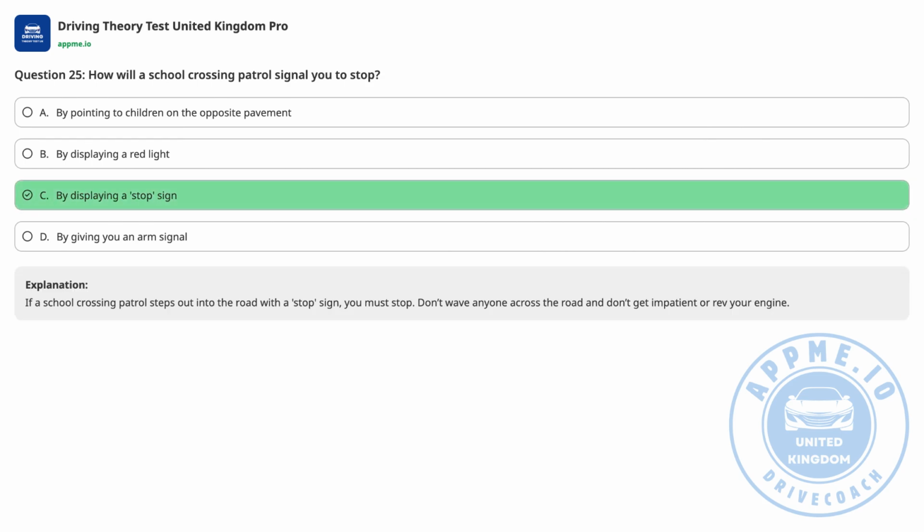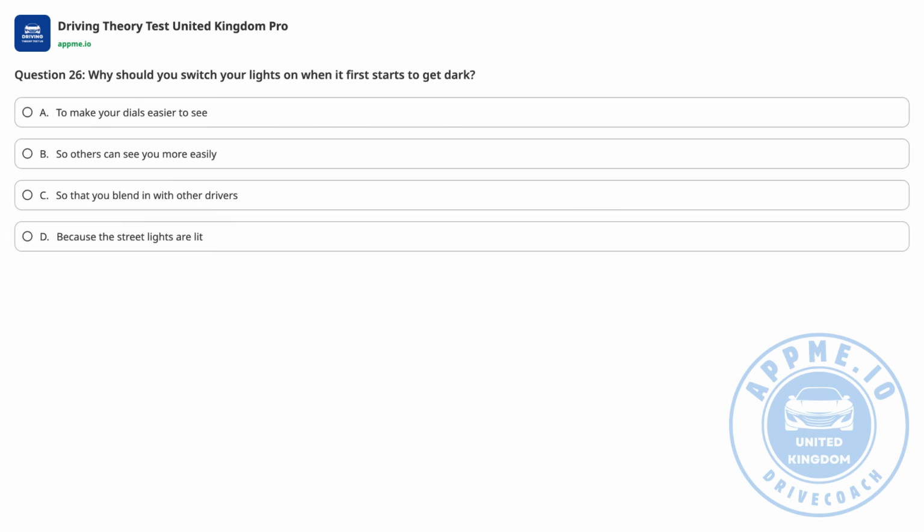The correct answer is C. Question 26. Why should you switch your lights on when it first starts to get dark? A. To make your dials easier to see. B. So others can see you more easily. C. So that you blend in with other drivers. D. Because the street lights are lit.